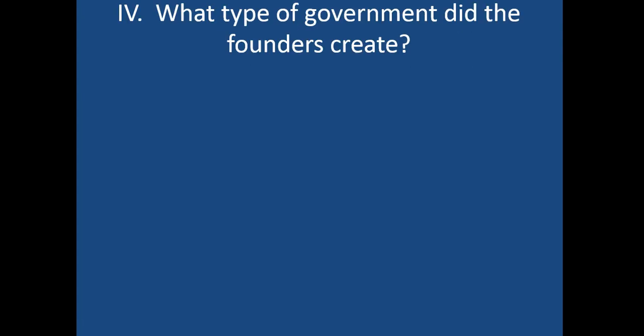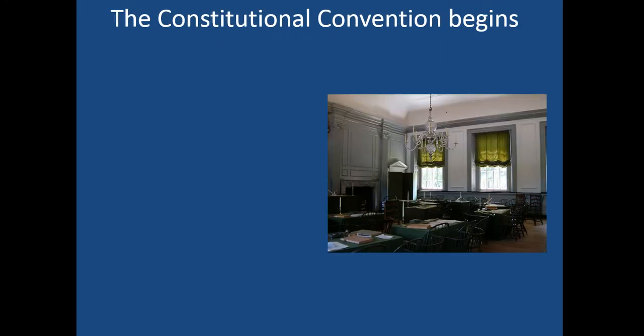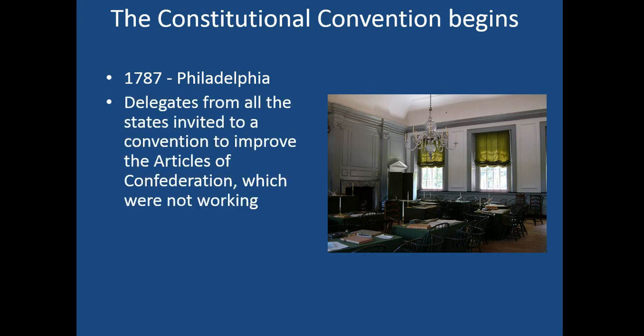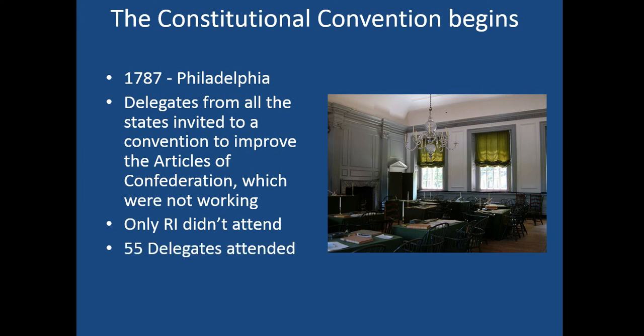And what type of government did the founders create? That's the next question. Well, here's what they did. In 1787, they met in the brotherly city of Philadelphia. And what they set out to do was to improve the Articles of Confederation. But another option on the table was that a new Constitution, a new system of government, could be made. Rhode Island was the only one that didn't attend, but there were 55 delegates that attended.